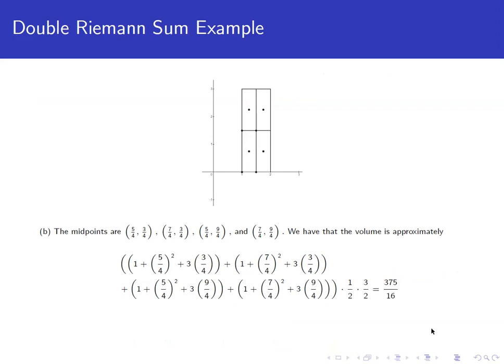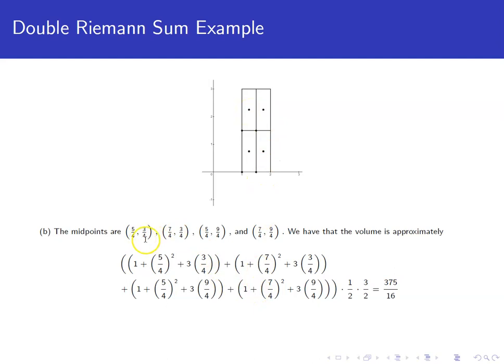For part B, it asks us to use the midpoint rule, or said a different way, we're going to use the middle point of each subrectangle as our sample points to plug into the function. For each subinterval, we'll find the midpoint for the x and the midpoint for the y, and that's the point we'll use. So here we have (5/4, 3/4). Here we have (7/4, 3/4). Here we have (5/4, 9/4). And here we have (7/4, 9/4).